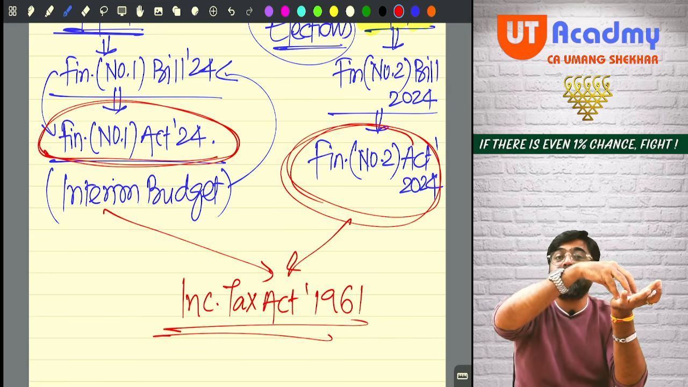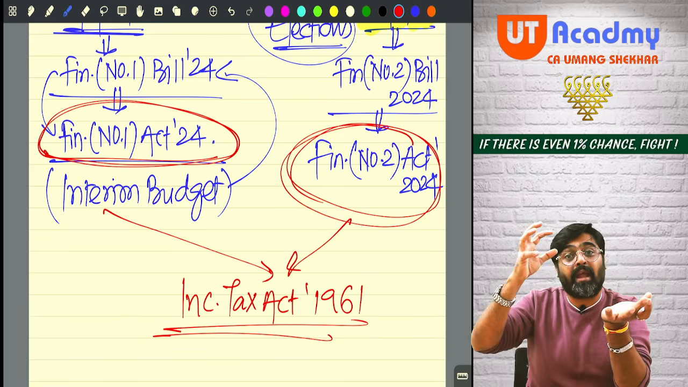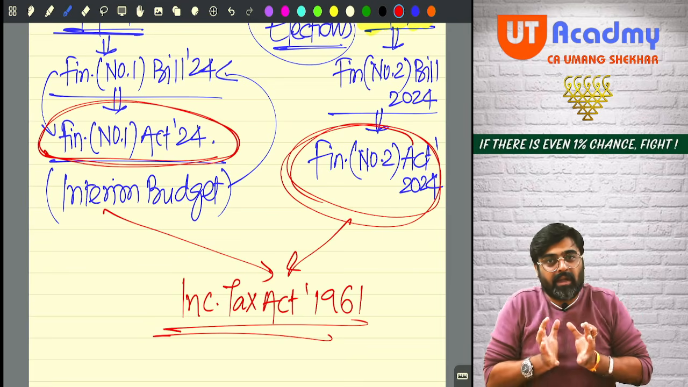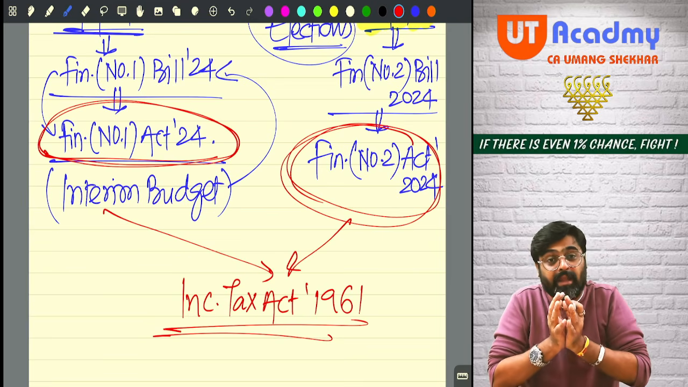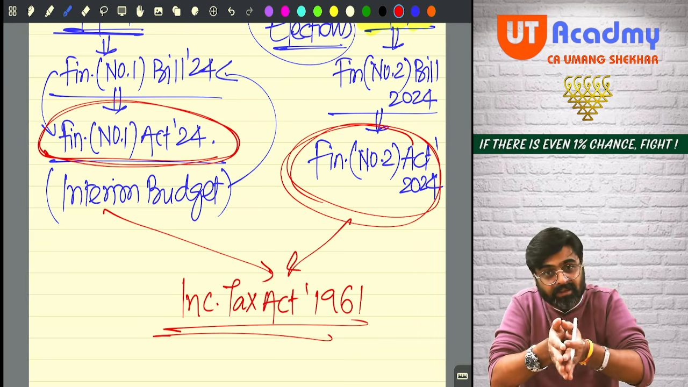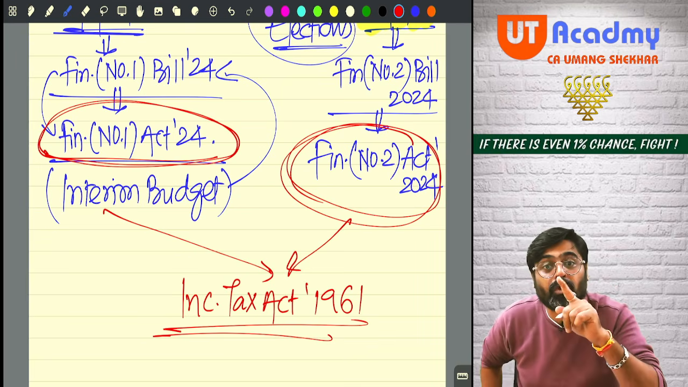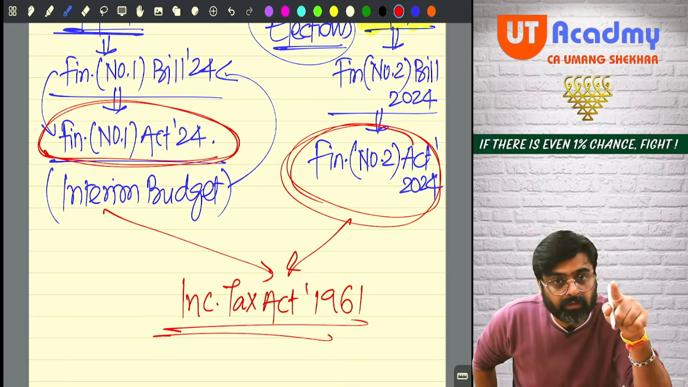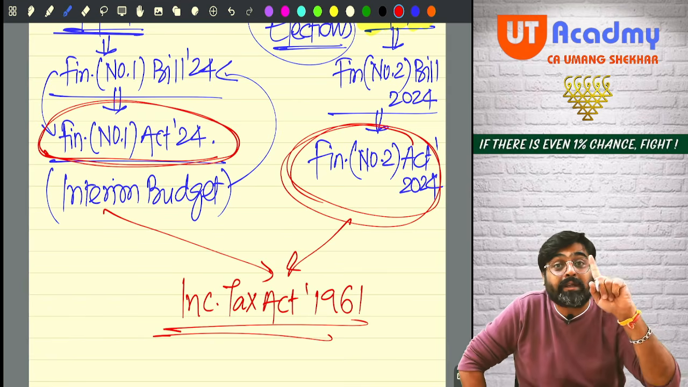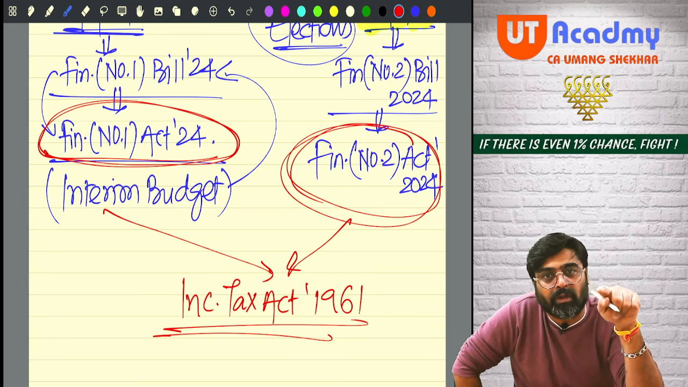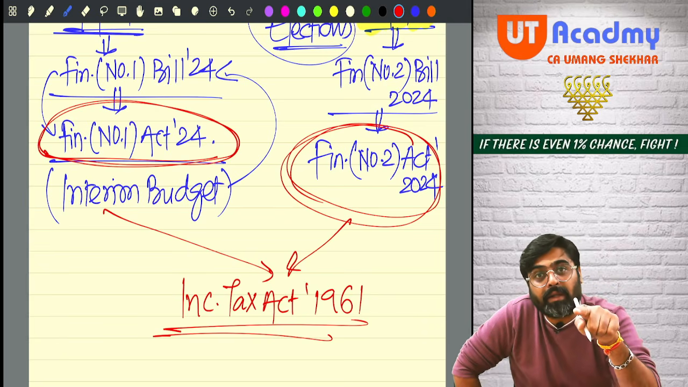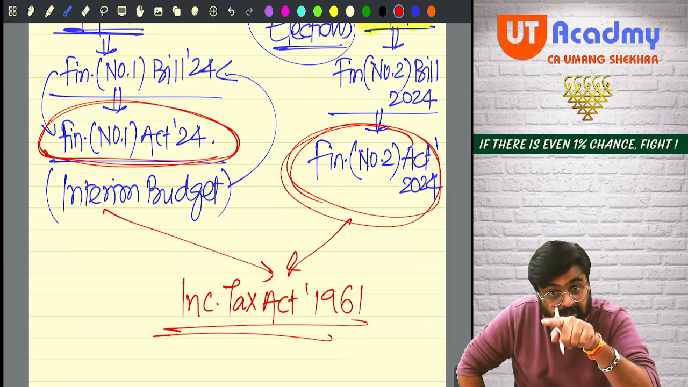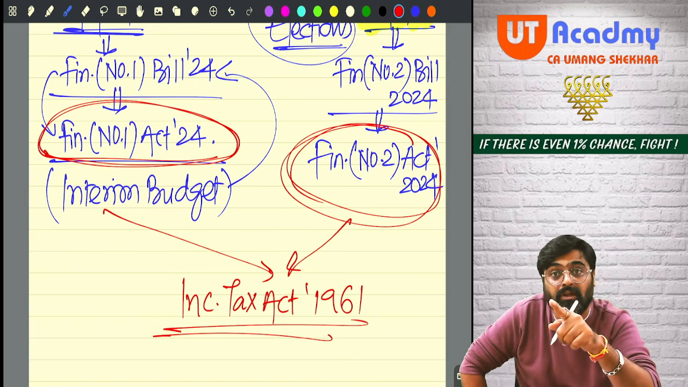And now in this Income Tax Act, whatever amendments which are made by Finance Act 24 will be incorporated. So now we are learning Income Tax Act 1961 as amended by 2024, which will be applicable on the incomes which you will be earning in 2024-25. So whatever incomes you will be earning in 2024-25, the central government will charge tax on all those incomes as per this Income Tax Act, which is amended by Finance Act 2024.